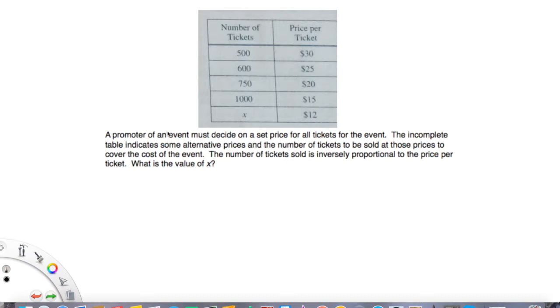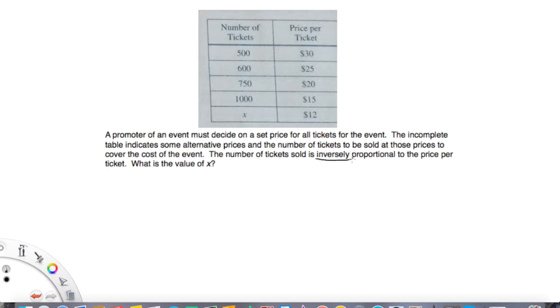Okay, here we go. So a promoter of an event must decide on a set price for all tickets for the event. The incomplete table indicates some alternative prices and the number of tickets to be sold at those prices to cover the cost of the event. The number of tickets sold is inversely proportional to the price per ticket. What is the value of X?